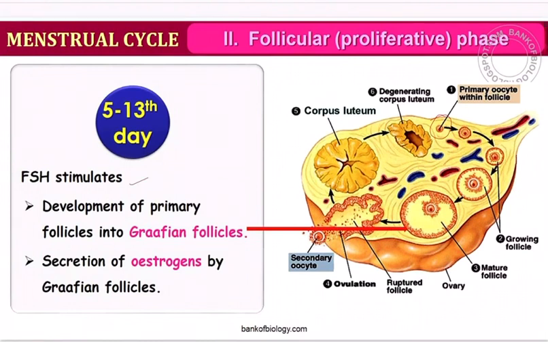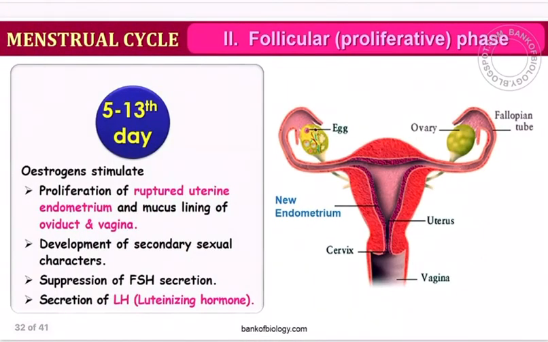Within the ovary, the FSH ensures the development of primary follicles into secondary follicles, secondary into tertiary, tertiary into graafian follicles. So formation of graafian follicles is because of the influence of FSH. Secretion of estrogens by graafian follicles: once formed, they will secrete the female sex hormone called estrogen. And the estrogens stimulate proliferation of the ruptured uterine endometrium and the mucus lining of the oviduct and vagina. The moment estrogen is formed, it proliferates the ruptured endometrium, as well as the mucus lining of the oviduct, this one, as well as the vagina.